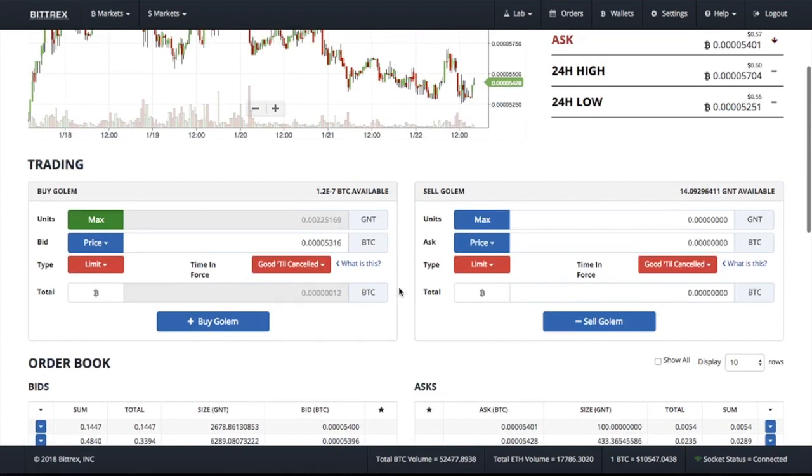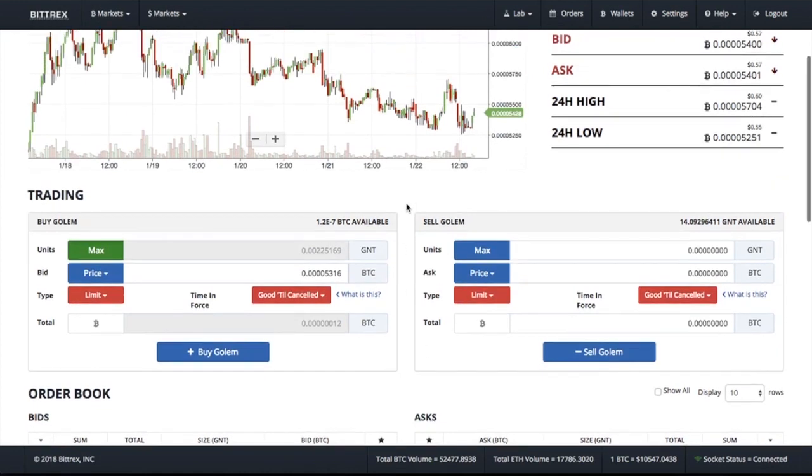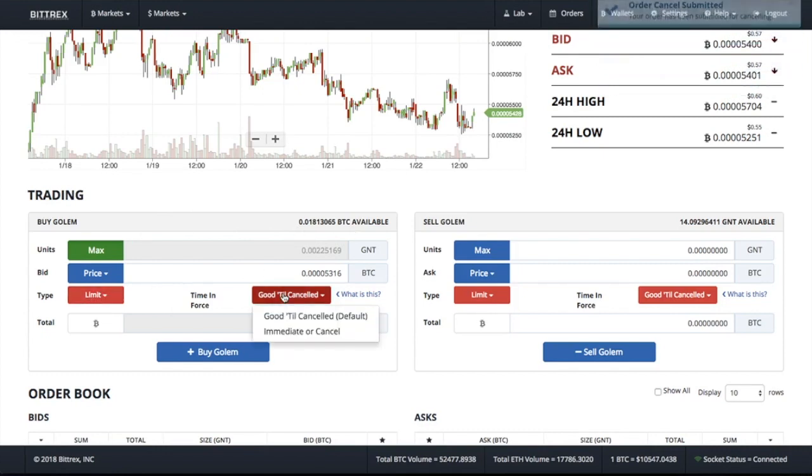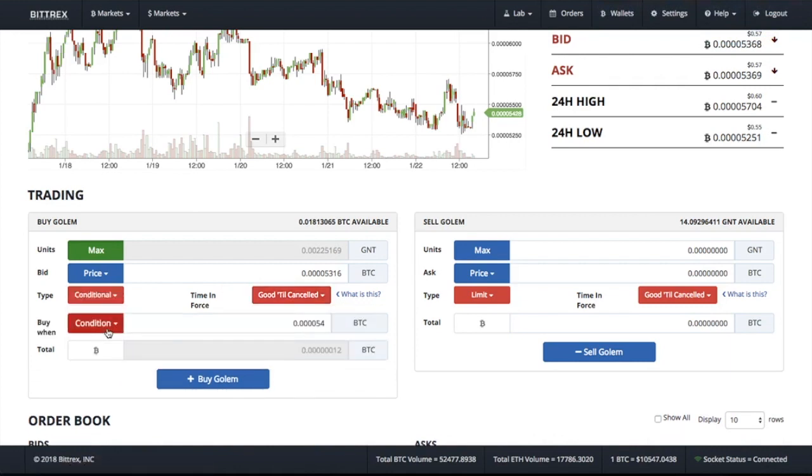That is the way that you would buy if you're putting in a limit order, which is an order for a specific price, and when that price gets down to that area, it would purchase for you. So that order was what we call a limit order. You can adjust it to good until canceled, or immediate or cancel. We're going to change to conditional right now, and I'm going to show you to buy when the price is greater than or equal to something or less than or equal to.